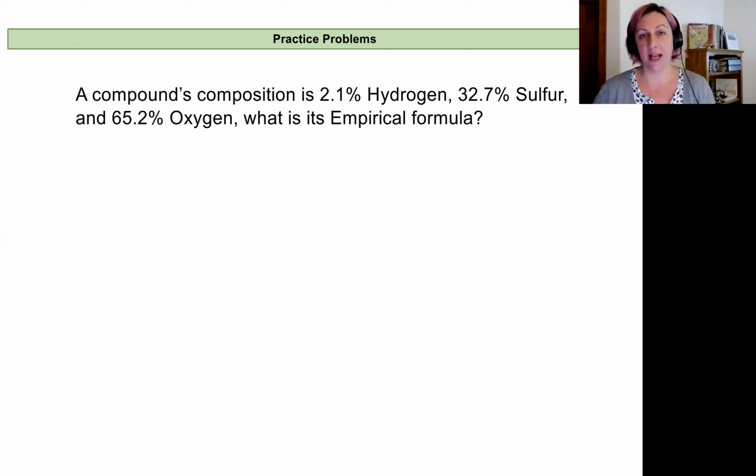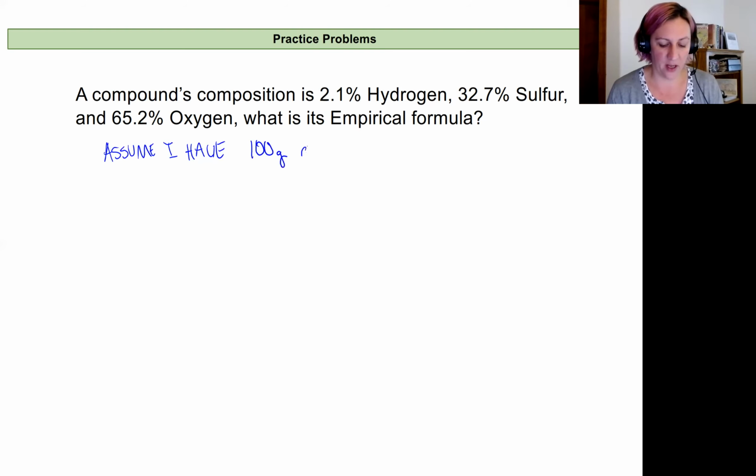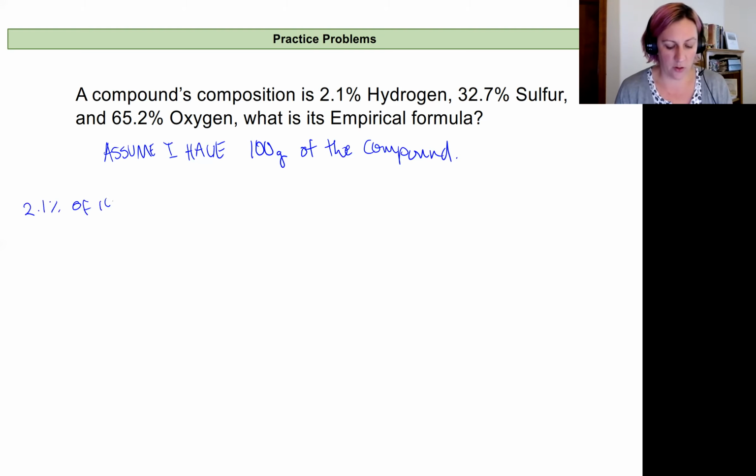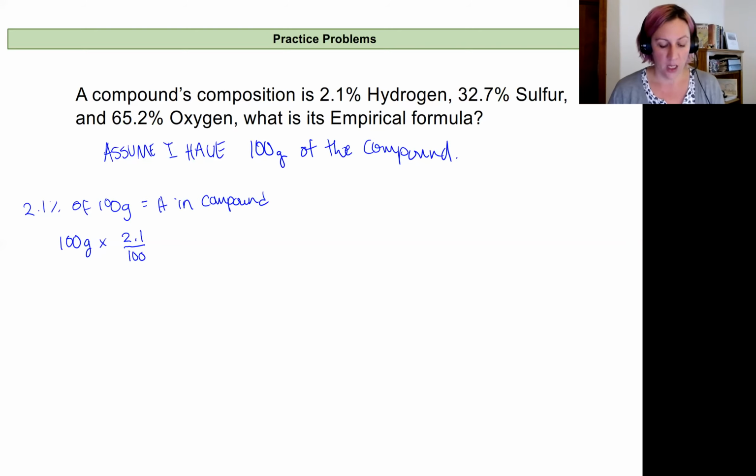So I can make it 3 grams. I can make it 27 milligrams. It doesn't really matter. The easiest one to do is to assume 100 grams. So I'm going to assume I have 100 grams of the compound. All right, so if I have 100 grams, I know that 2.1% of 100 grams is equal to the amount of hydrogen in the compound. So really what that is, it's 100 grams times my 2.1%, which remember is 2.1 divided by 100 when I'm actually using this in a multiplication operation, or 0.021. That means that it's going to be 2.1 grams.